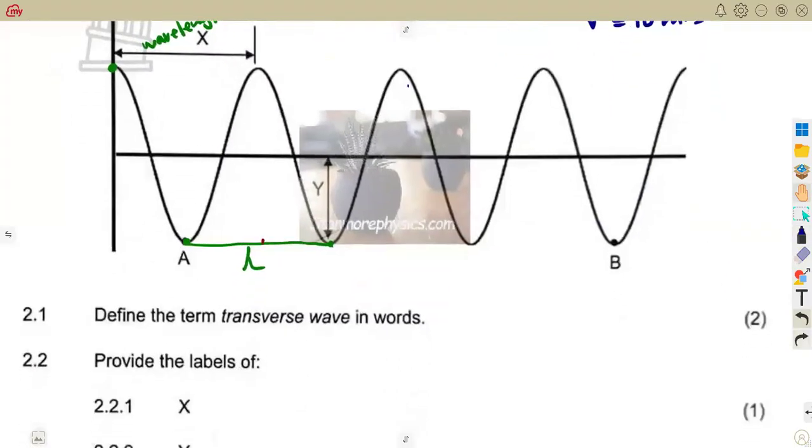So the questions are direct. In this case, we are asked to define the term transverse wave in words.